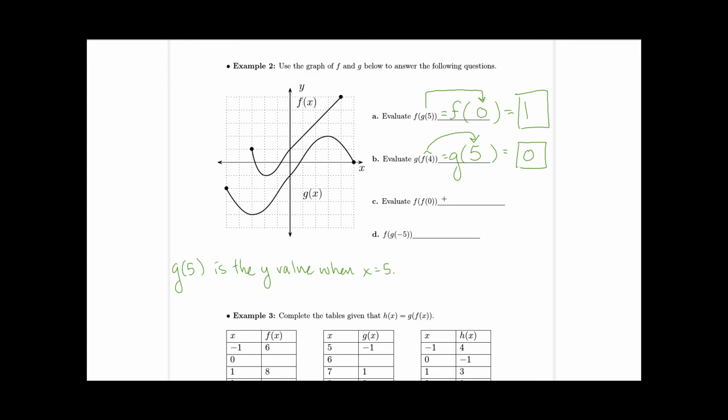And then here, what's f of 0? F of 0 is 1. And then what's f of 1? F of 1 is 2. So we're using the function f twice there. And then f of g of negative 5. So what's g of negative 5? I'm going to go over here and notice that the y value on that function when x is -5 is -2. So we go f of -2. And then when I go to -2 in the x, I can see that the y is -1. So this is -1.